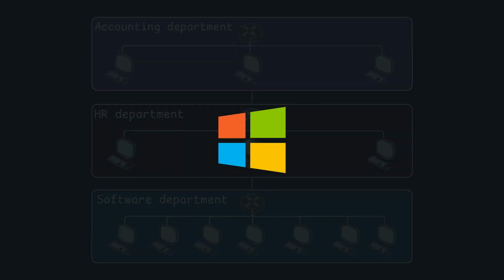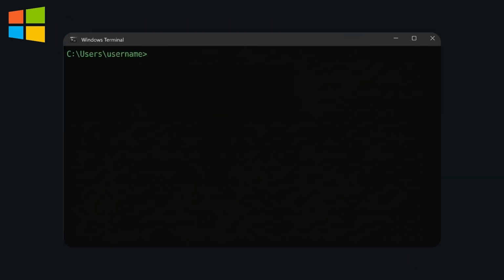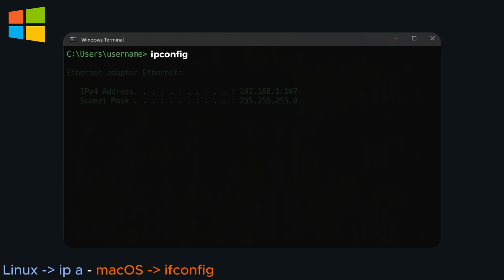If you're on Windows, you can see your own IP address and subnet mask right now. Open the command prompt and type ipconfig. A bunch of information just appeared on your screen. But right now, only two lines matter to us: IPv4 address and subnet mask. These two numbers are at the very heart of this video. Now let's start understanding what they actually mean.